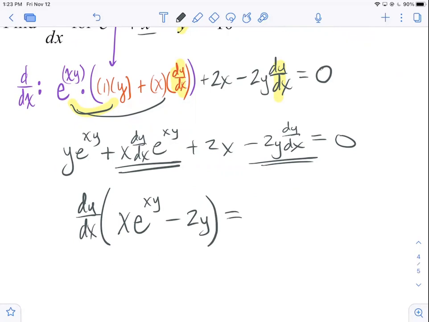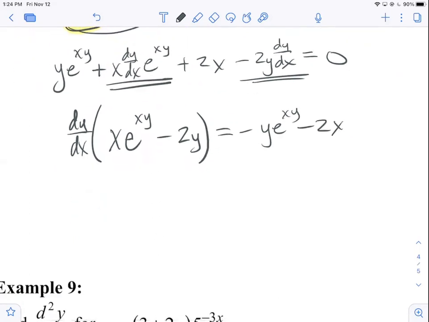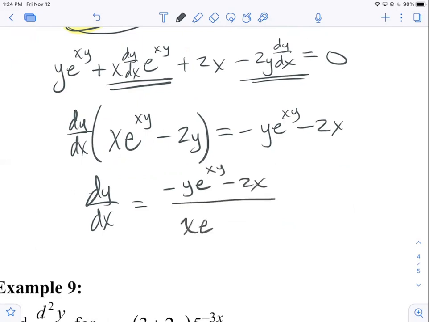equals. Now, everything that I did not underline is going to go to the other side, and the sign of the terms changes. So they're both positive, so now they become both negative. Minus y e to the xy minus 2x. All right, and now all we do is divide both sides, and it divides out on the left, and we're left with negative y e to the xy minus 2x all over x e to the xy minus 2y.